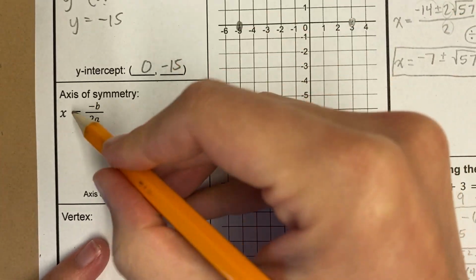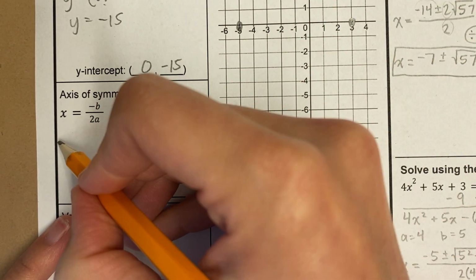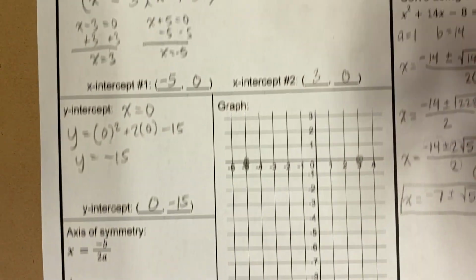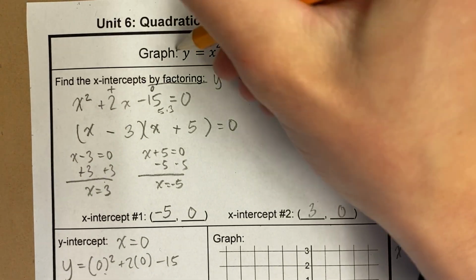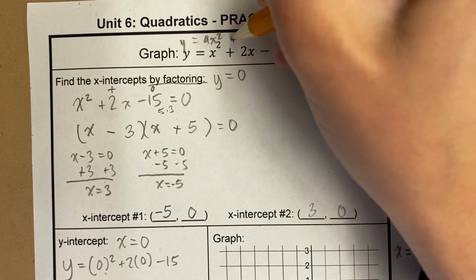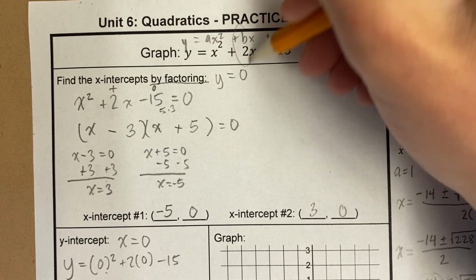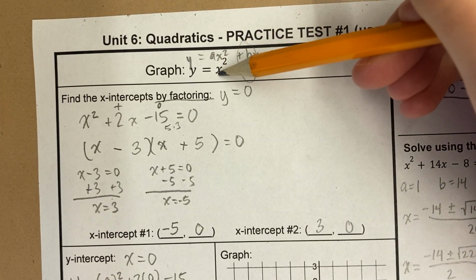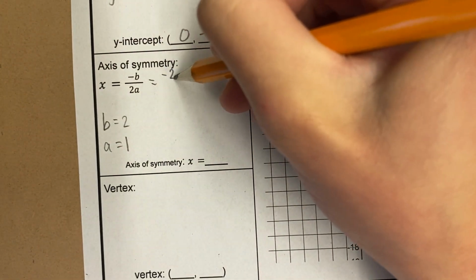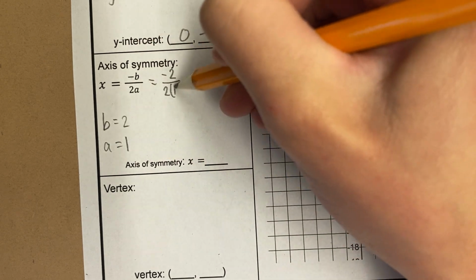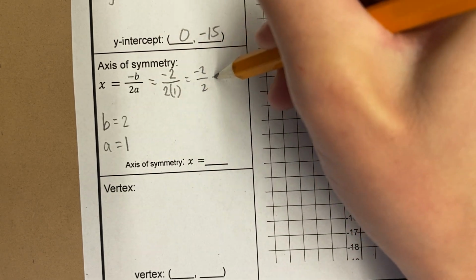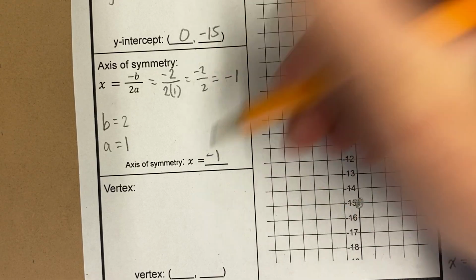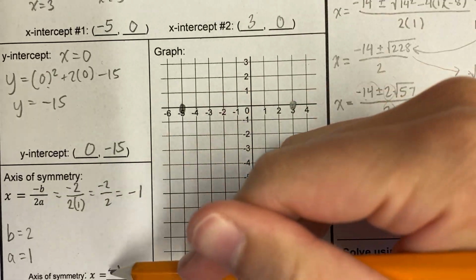Okay, the axis of symmetry. It's giving me the formula, negative b over 2a. So let's see, my b equals, look, this is y equals ax squared plus bx plus c. So my b equals 2. And my a is this invisible number in front of x, which is a 1. So negative b is negative 2 over 2a, which is 2 times 1. That becomes negative 2 over 2. That becomes negative 1. Let's see if that makes sense. That's x equals negative 1.